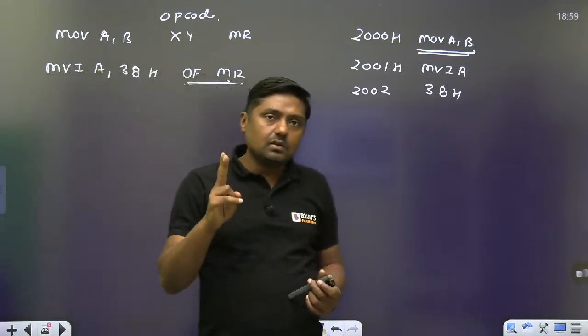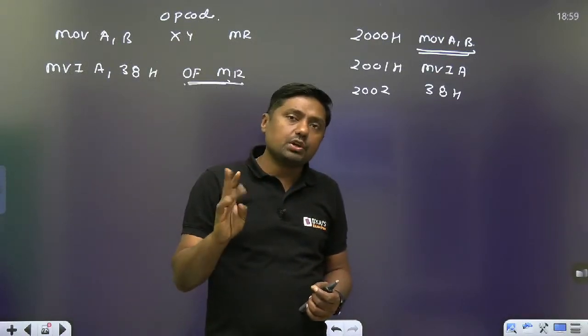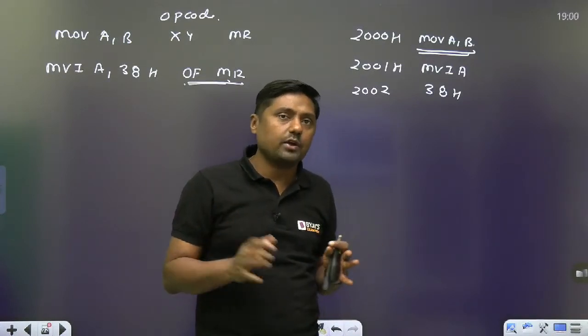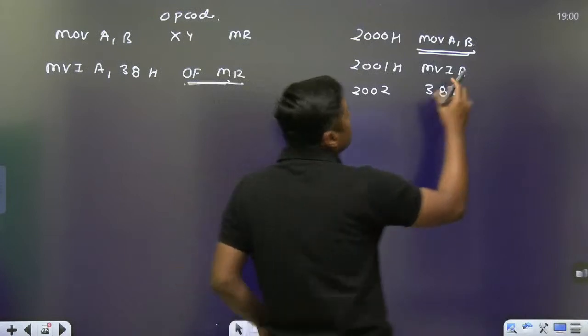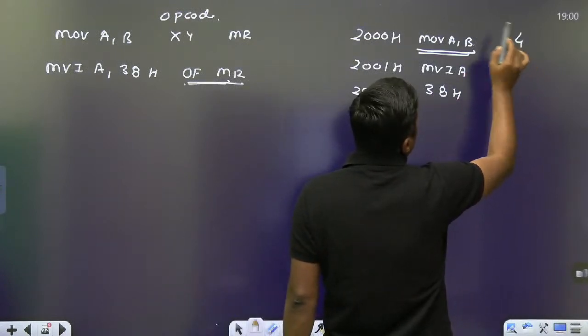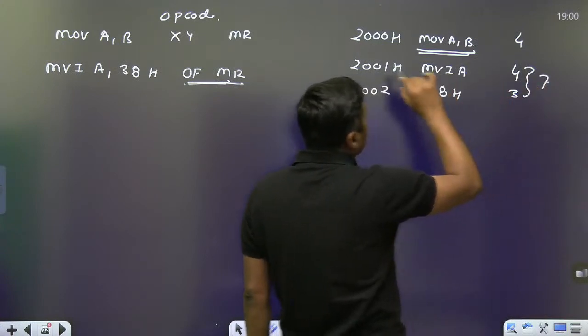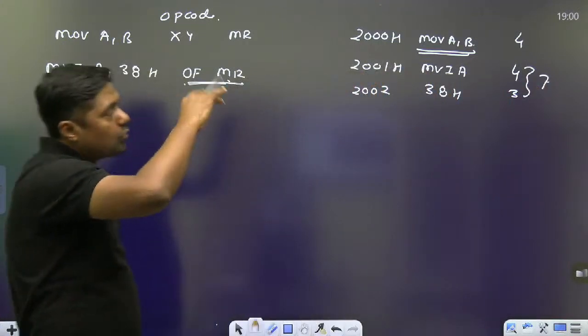Two machine cycles. For the first one, 4 T states are required. For the second one, 3 T states are required. Total 7 T states are required to execute this instruction. For this only 4 T states, for this 4 plus 3, 7 T states. Two machine cycles: opcode fetch, memory read.